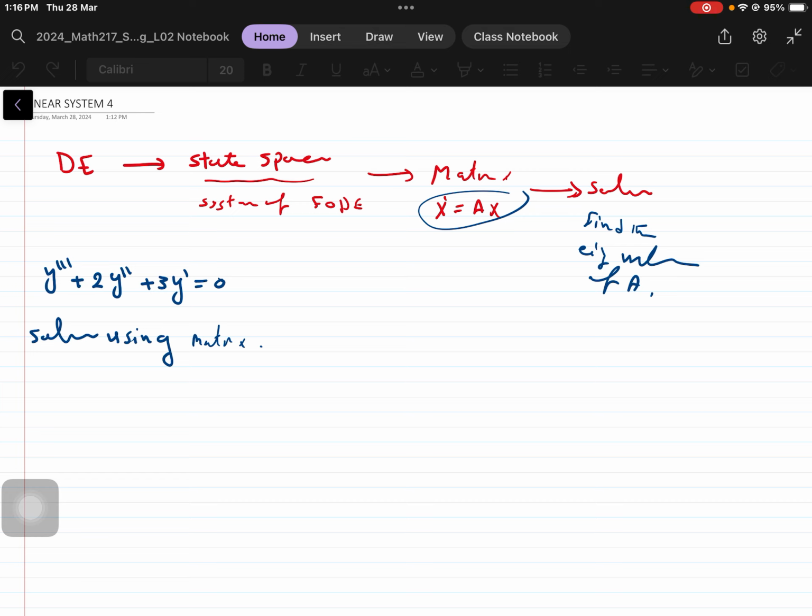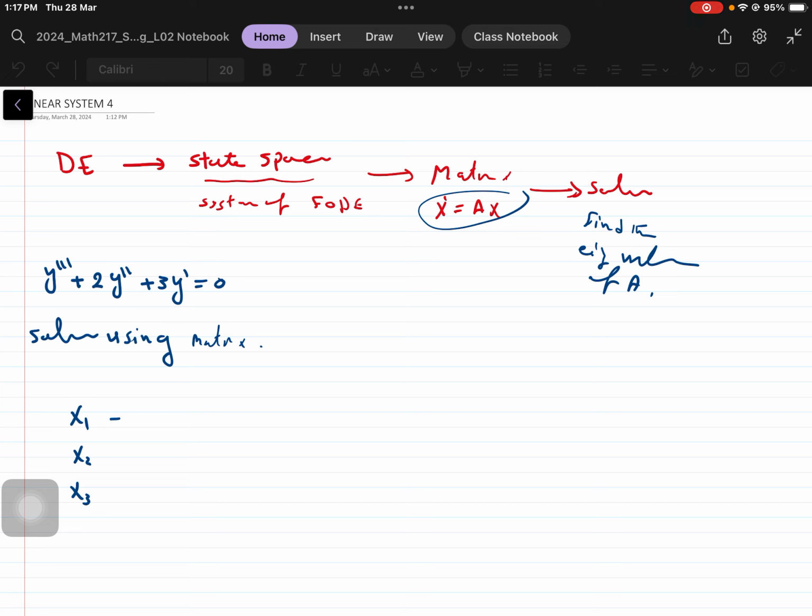So, what is the order of this differential equation? Third. How many states we should take? 3 states. So the number of states always equal the order. This seems easy, but it always confuses the students. Okay? The number of states are equal the number of the order of the differential equation. So this is 3, so we should have x1, x2, x3. Those are the 3 states.